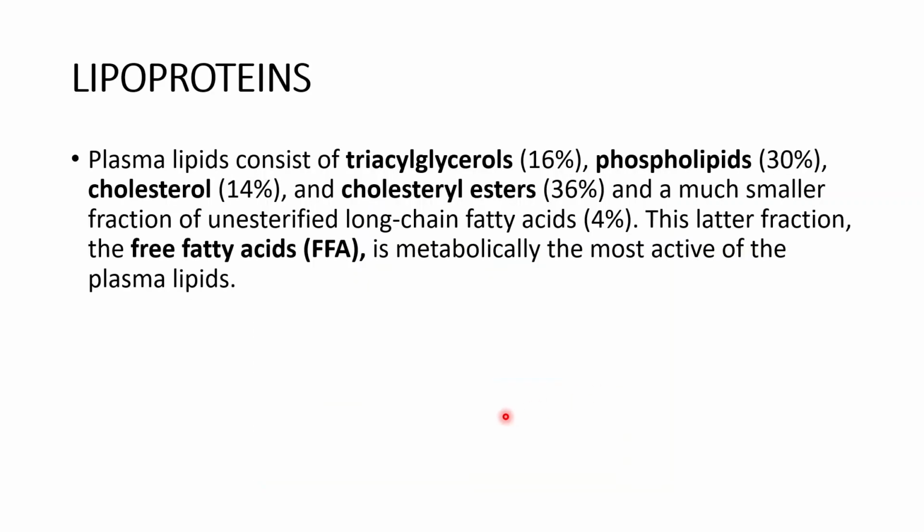So plasma lipids consist of triacylglycerol 16%, phospholipids 30%, cholesterol 14%, cholesterol esters 36%, and a much smaller fraction of unesterified long chain fatty acid, that is 4%. So this fraction, the long chain free fatty acids, is metabolically the most active part of the plasma lipids.